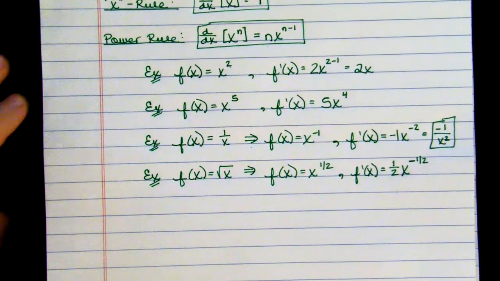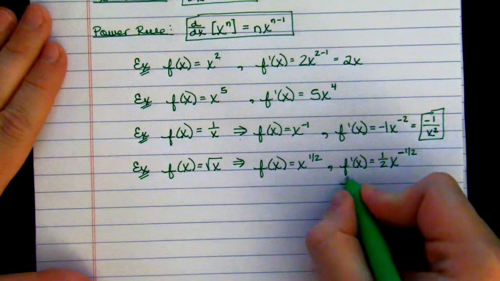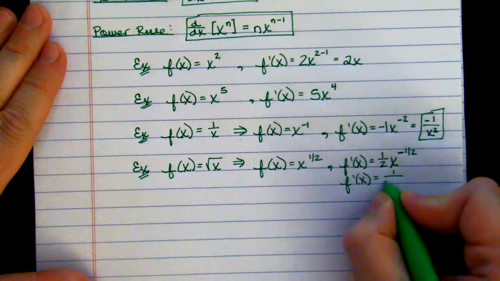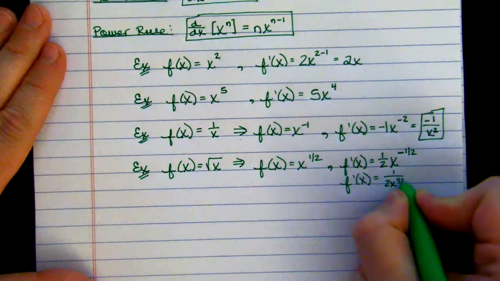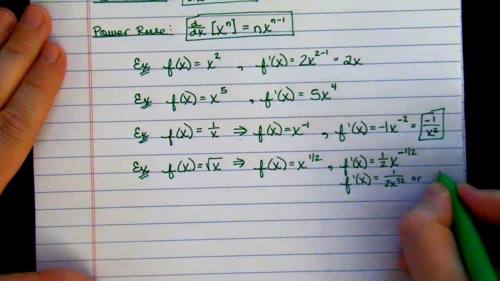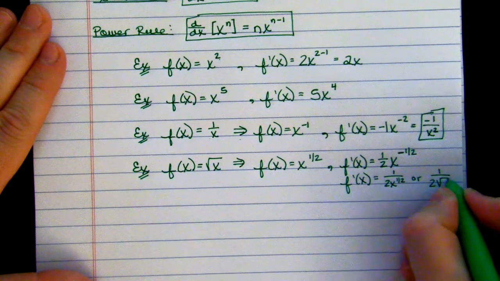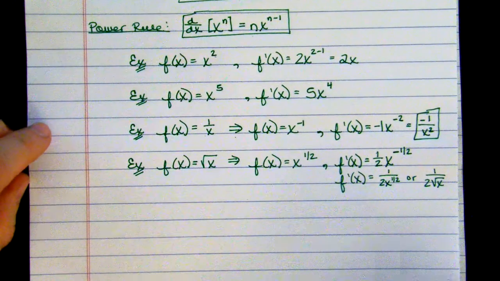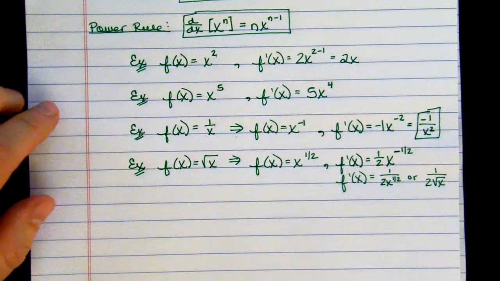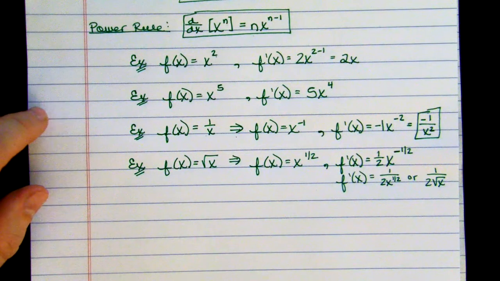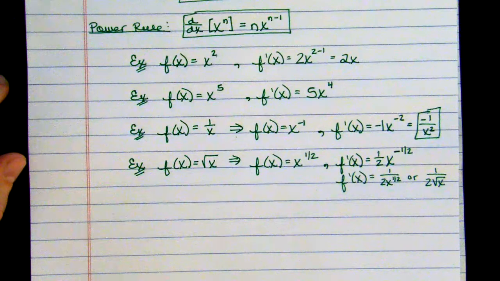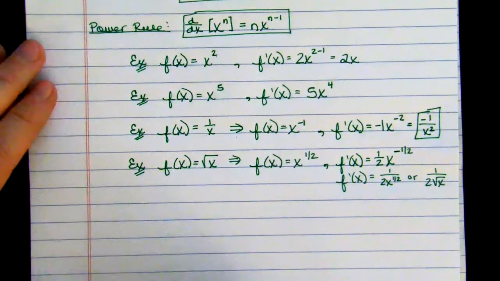I still have that rule of not wanting to leave negative powers, so I'm going to say f prime of x equals 1 over 2x to the 1/2, or I suppose I could say 1 over square root of x. I don't care about fraction powers or roots, either one is fine. What I do care about is no negative powers. And that's our power rule. We may prove that later, but right now I want to go on and show you a couple other rules.